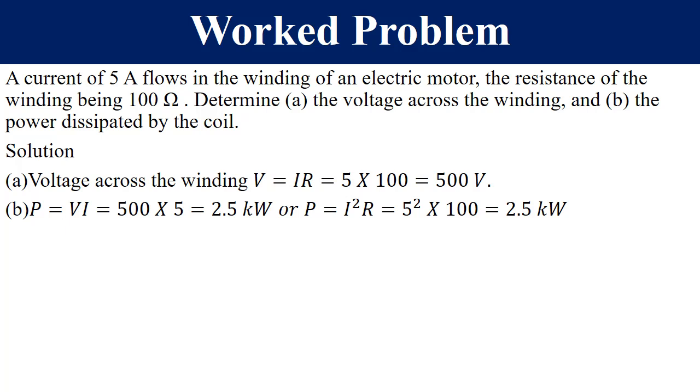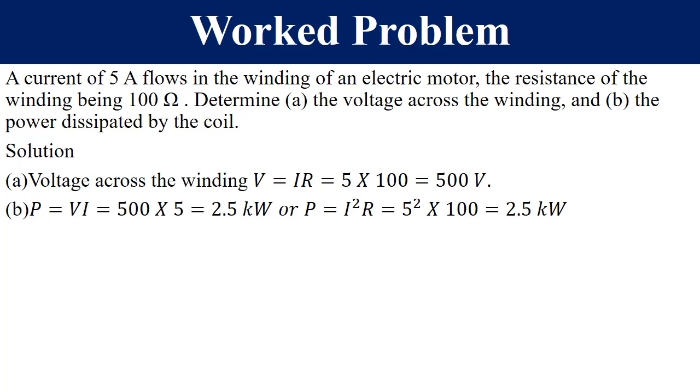Practice, guys. Then P is equal to VI, or you can use I squared R. So V is 500, as we have calculated, and you multiply by 5, you get 2.5 kilowatts or 2500 watts. And you can prove that using P is equal to I squared R, which is equal to 2.5 kilowatts.